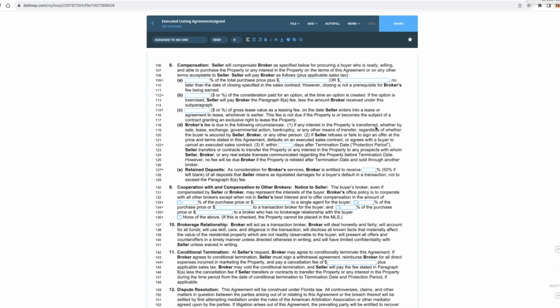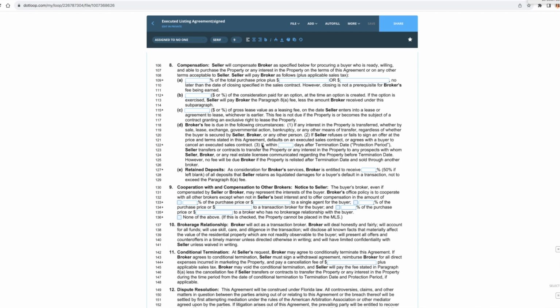If the property is transferred by sale, lease, exchange, bankruptcy, or anything else. That means if it's sold or whatever, we still get compensated. If the seller refuses or fails to sign an offer at the price and terms stated in this agreement, so what this is saying is if you and the seller have an agreement that you're going to sell the house for $300,000 with no contingencies or discounts, and they won't sign it, then the brokerage could push that we did our job and that compensation is required.